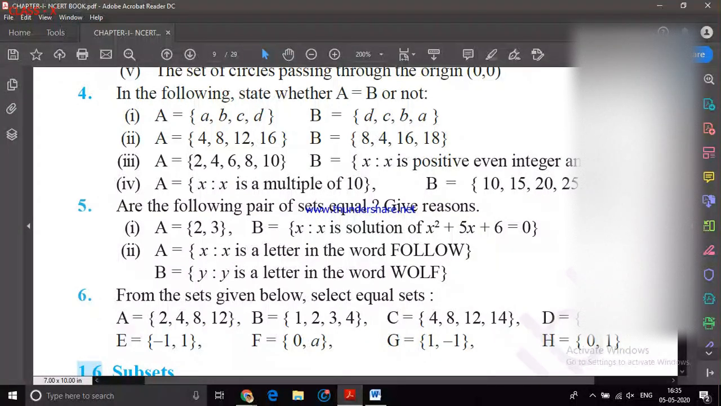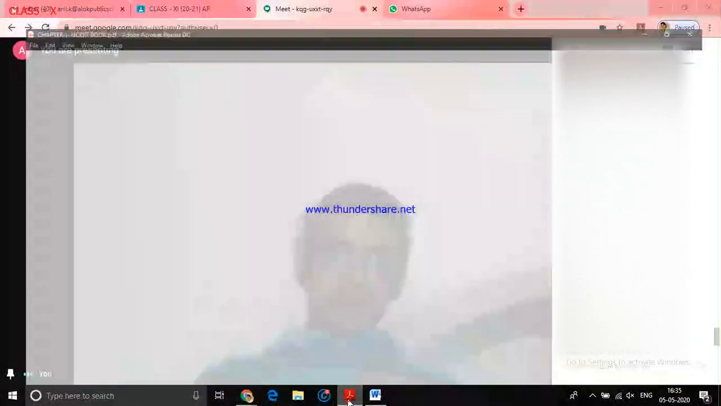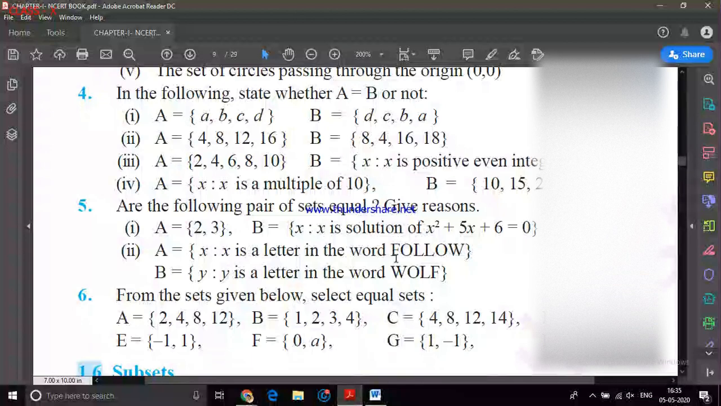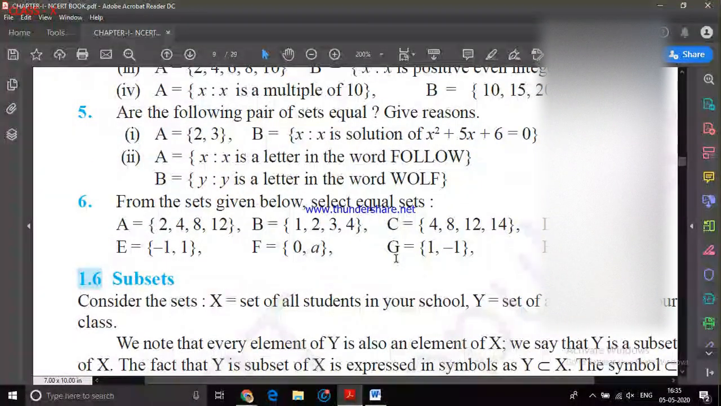Now question number 4. A is the set of x such that x is a multiple of 10, and B is 10, 15, 20, 25, 30. What do you say about the fourth question? Are they equal or unequal? Yes. A is not equal to B. Correct. Are the following pairs of sets equal? Give reasons. You have to give the reasons whether the pair of sets are equal.